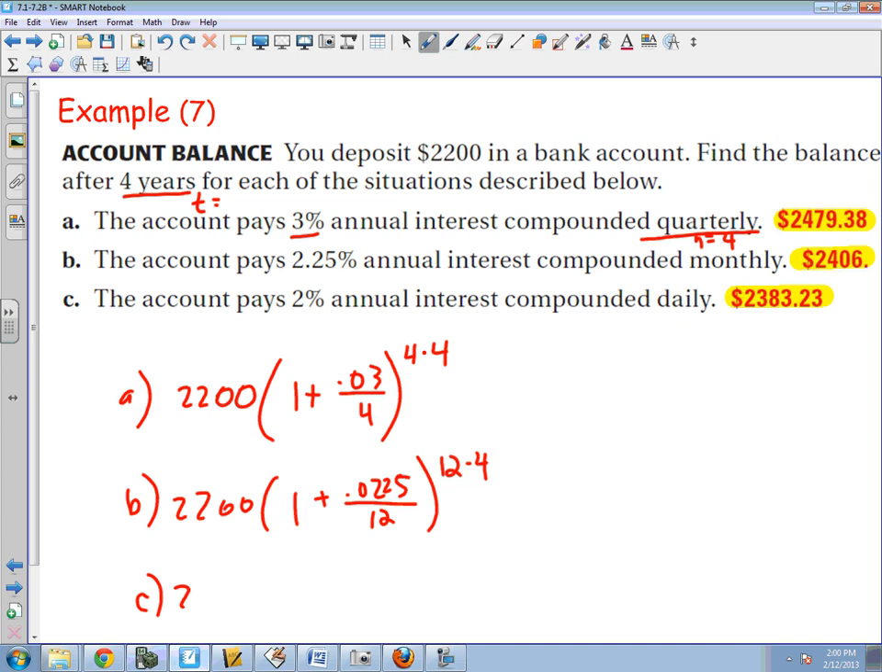And again, you could do the same exact thing for the next one. I won't go into that, but the idea is the same. It's 2% now, compounded daily. So there's your setup. Plug it in your calculator. You should get 2,383.23.